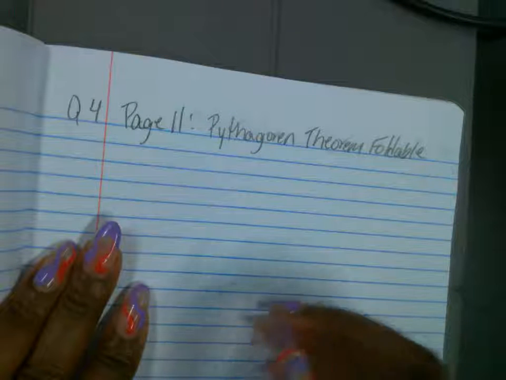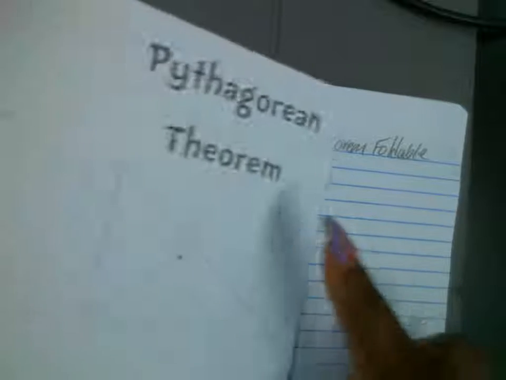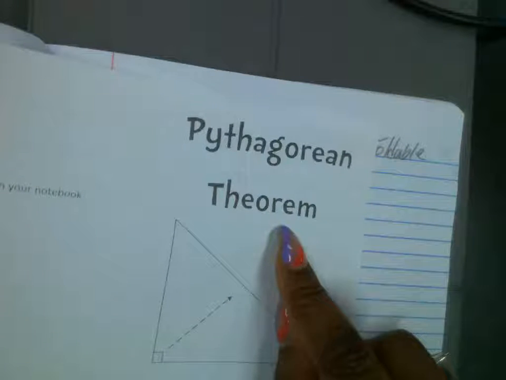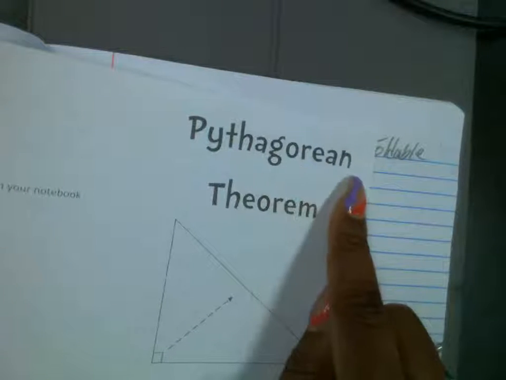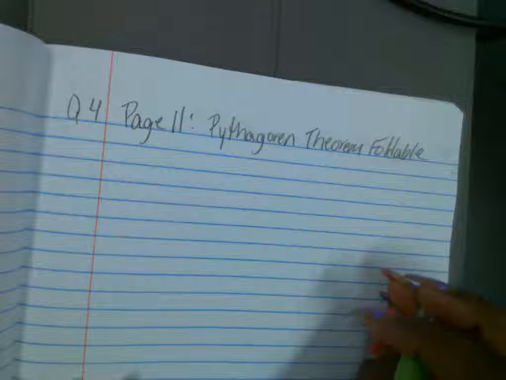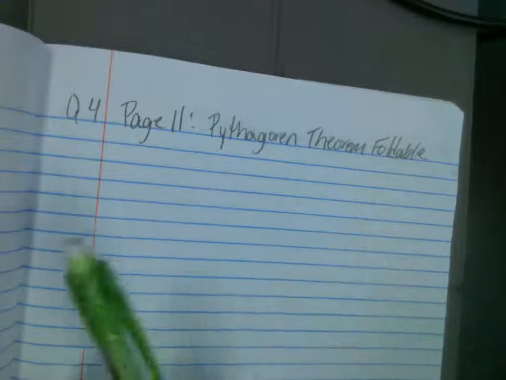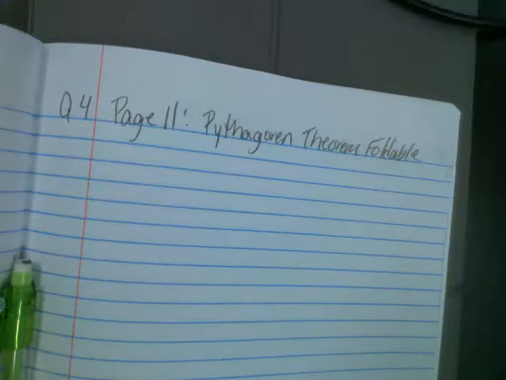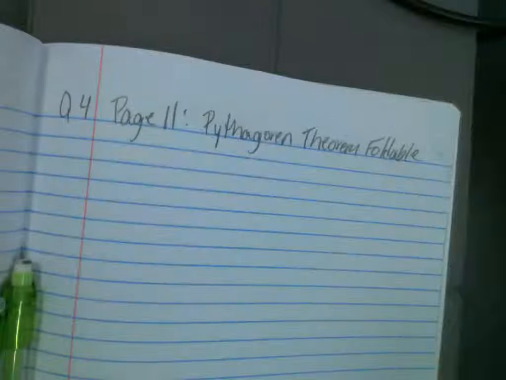It's on the sheet that I gave you. It looks just like this. This is Pythagorean Theorem. We're getting ready to go to the restroom here in a minute, and then we'll start this foldable when we come back. Okay, I'm going to pause.